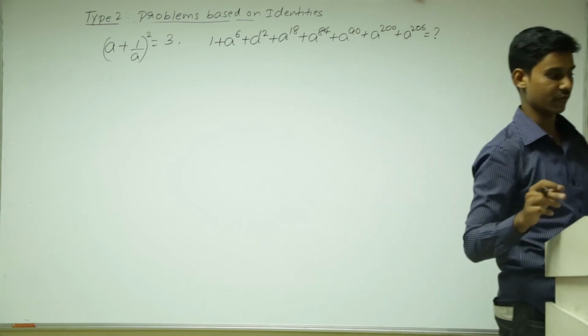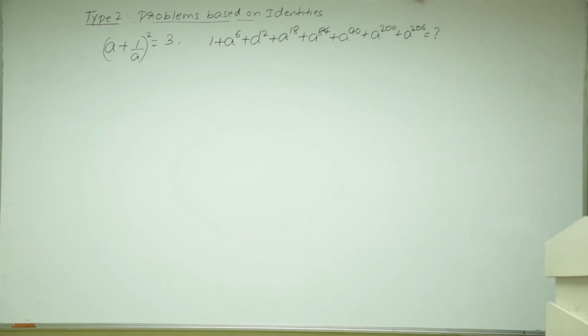First write down the question. It's a very good question. You need to find the value of that, given that a plus 1 by a whole square is equal to 3. Okay, now shall we start?